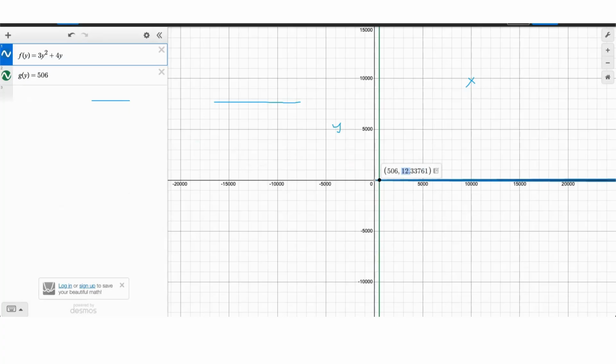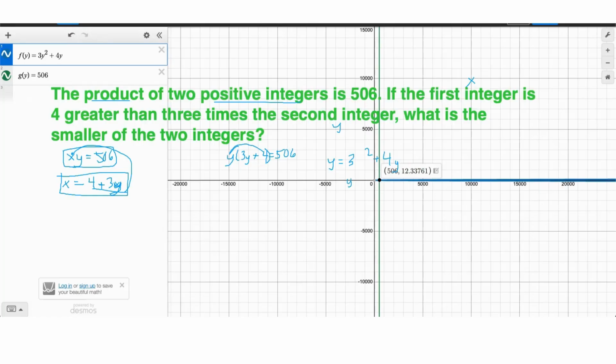So to recap, the original problem was, if you take a look at what we had here, it said the product of two integers is 506. The first integer is 4 times greater than 3 times the value of the second one. What is the smaller of the two? You know that you have one of them being 12, and that is your y value.